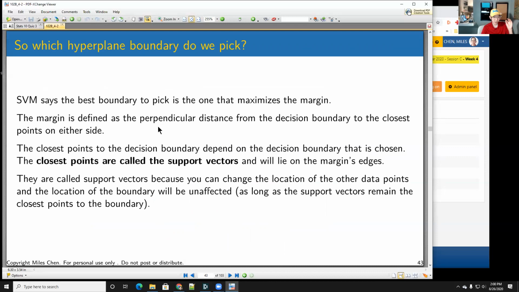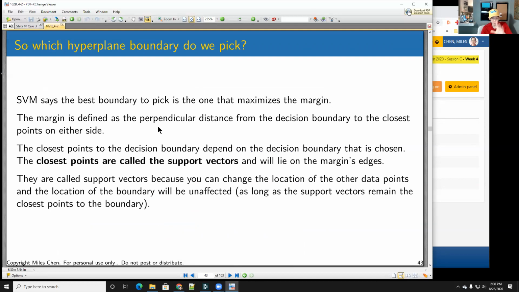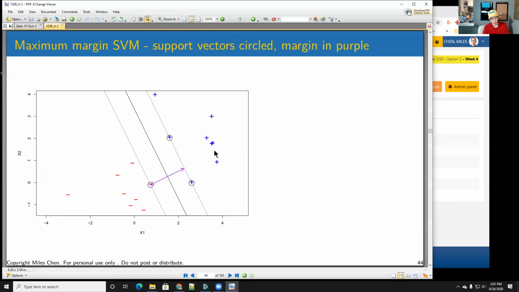The margin is defined as the perpendicular distance, and I have a picture right here, from the decision boundary to the closest points on either side. The closest points to the decision boundary depend on the boundary that's chosen, and those closest points are called the support vectors, and they lie on the margin's edges. They're called support vectors because technically you can change the location of the other data points, and the location of the boundary will be unaffected as long as those support vectors remain the closest points to the boundary.